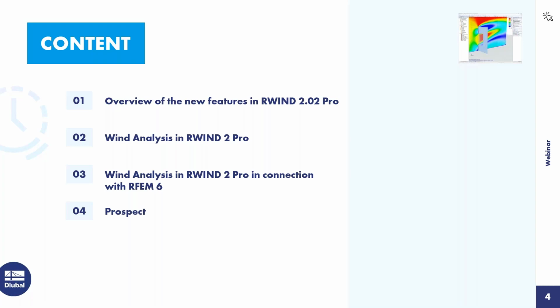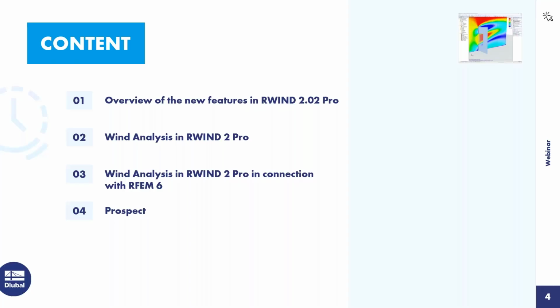To the agenda today: at first, Stefan will give an overview of the new features in our RWIND 2.02 Pro. Then he will do a wind analysis in RWIND Pro without using RFEM 6. Then in the next step, a wind analysis in RWIND Pro in connection with RFEM 6. And he will give a prospect of what we schedule to integrate in RWIND in the future.